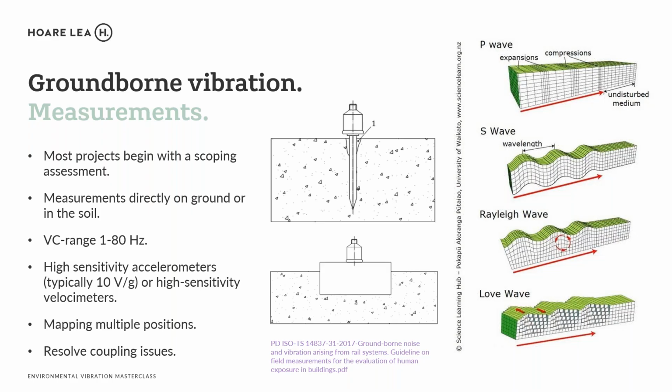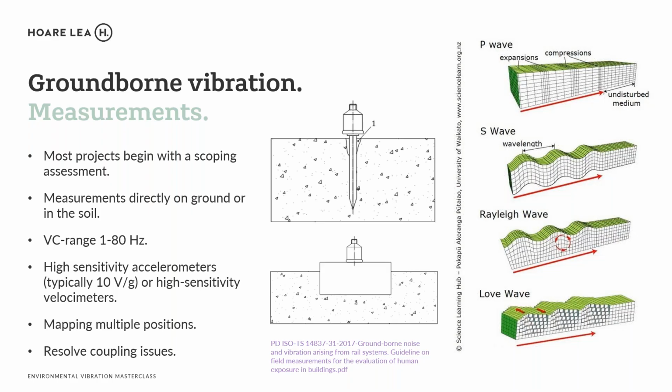As I said before, the VC range is in the third octave bands, 1 to 80 hertz, and it's absolutely vital if we're going to be in these lower VC regions that we have high sensitivity devices to capture that level of vibration. As you might do with a noise survey, you wouldn't just measure one location. The vibration is even more important for a number of reasons.